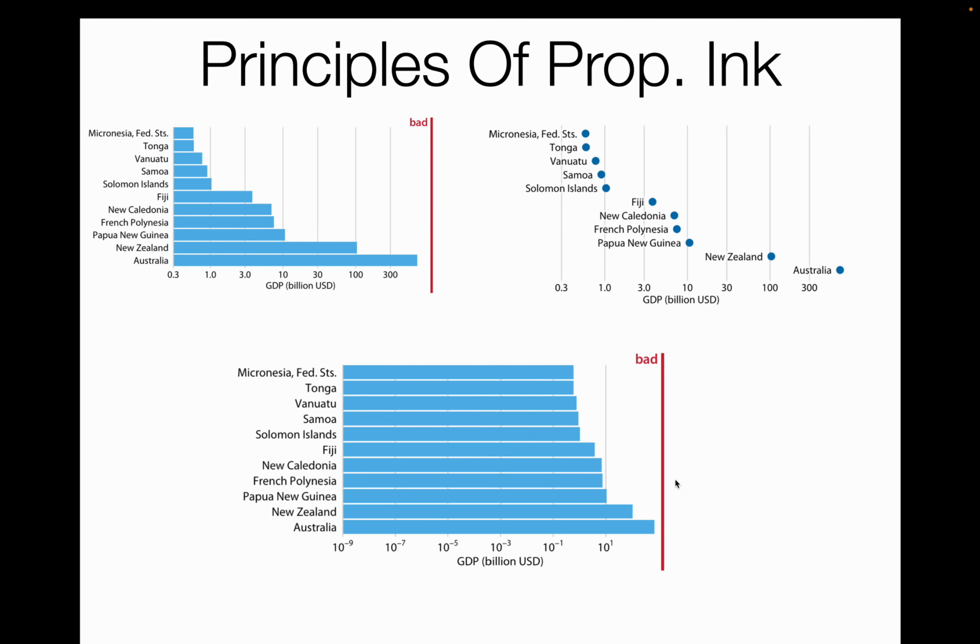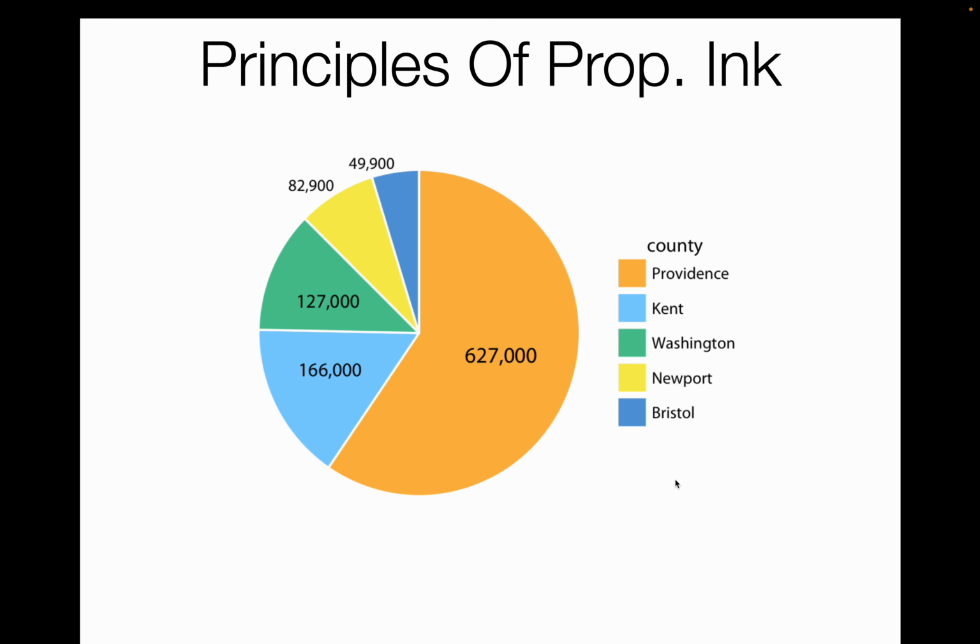Here's another example of some bad proportional ink graphs, and then the good one up on the right. Bars tend to be troublesome, so maybe you want to use something other than bars. Something good about pie charts is that they actually follow the principle of proportional ink if done correctly.